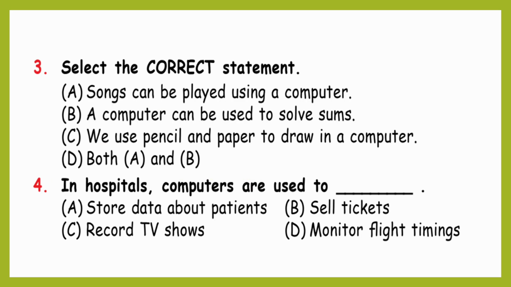Select the correct statement. Option A, songs can be played using a computer. Is it correct? Yes. Then option B, a computer can be used to solve sums. Is it correct? Yes. Then option C, we use pencil and paper to draw in a computer? No. Then option D, both A and B. So what is the answer? Option D, both A and B. Pencil and paper are used in a drawing book, not in a computer.